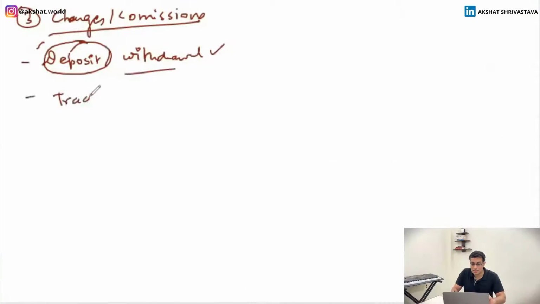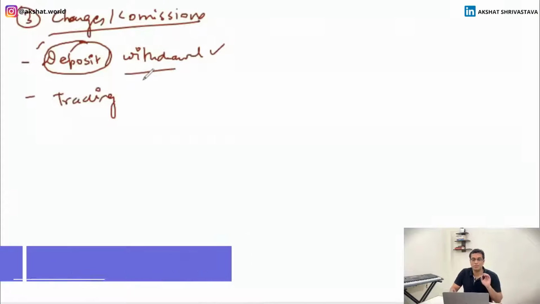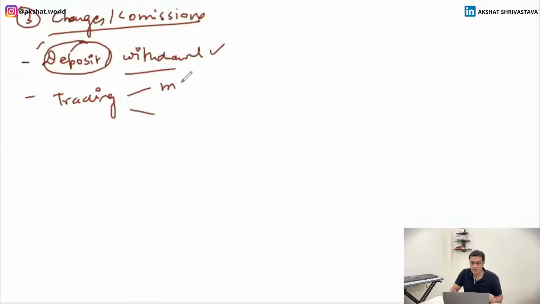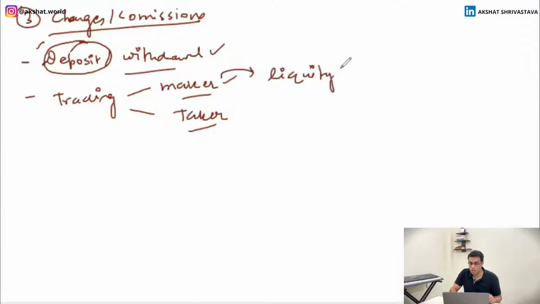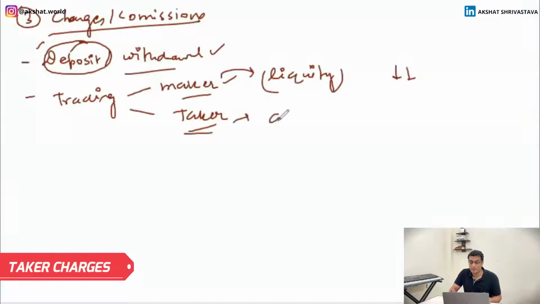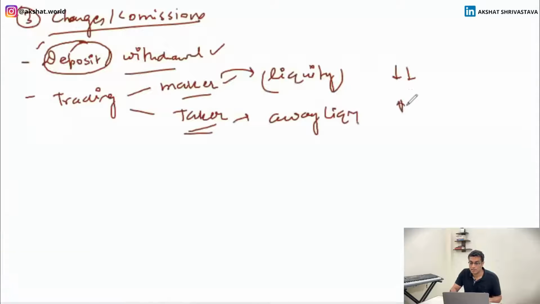Second comes trading charges, right? In terms of trading charges, you need to understand what maker charges and taker charges are. This is something that the exchange takes. Maker charges, in very simple terms, mean that if you are making the market and adding liquidity to the exchange, then your charges are generally slightly lower. But if you are a taker, taking away the liquidity, then your charges are slightly higher, right? This is what the theory says.